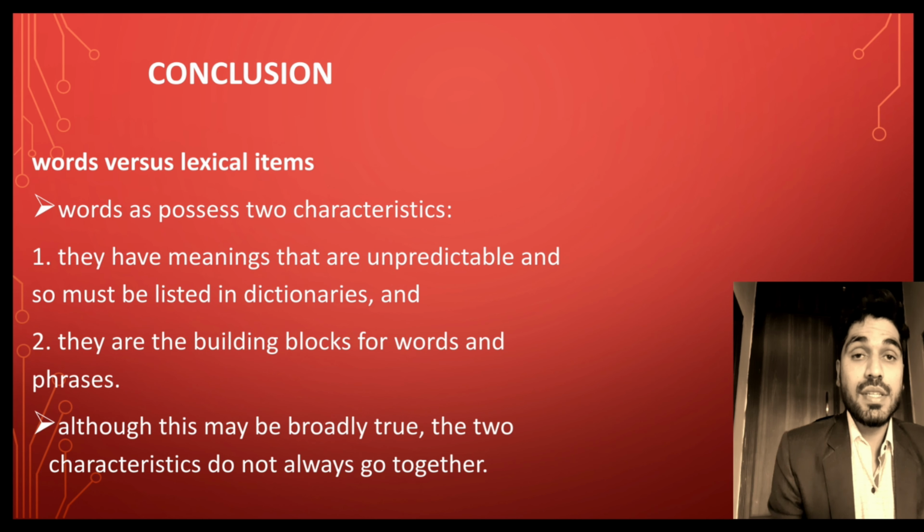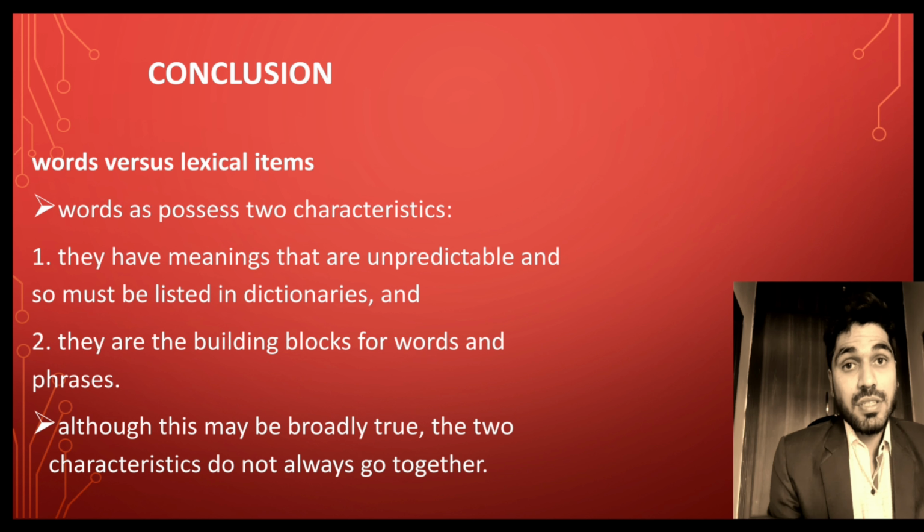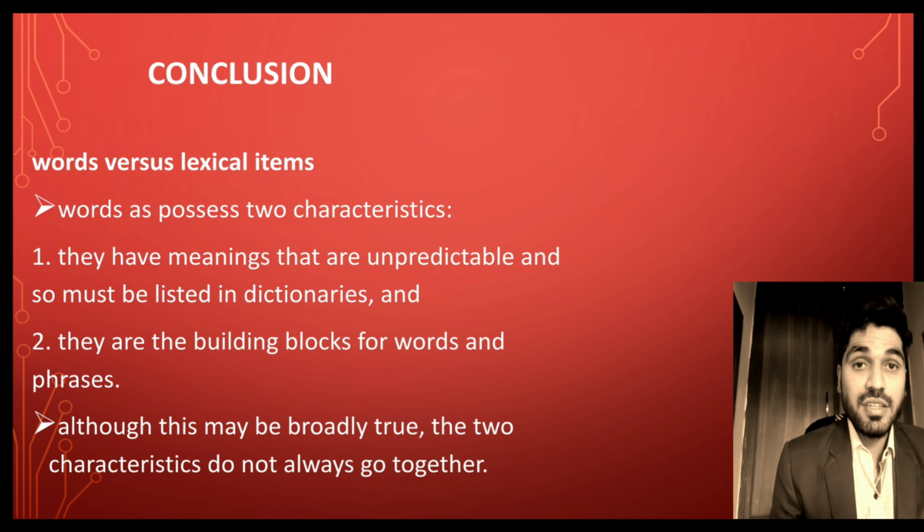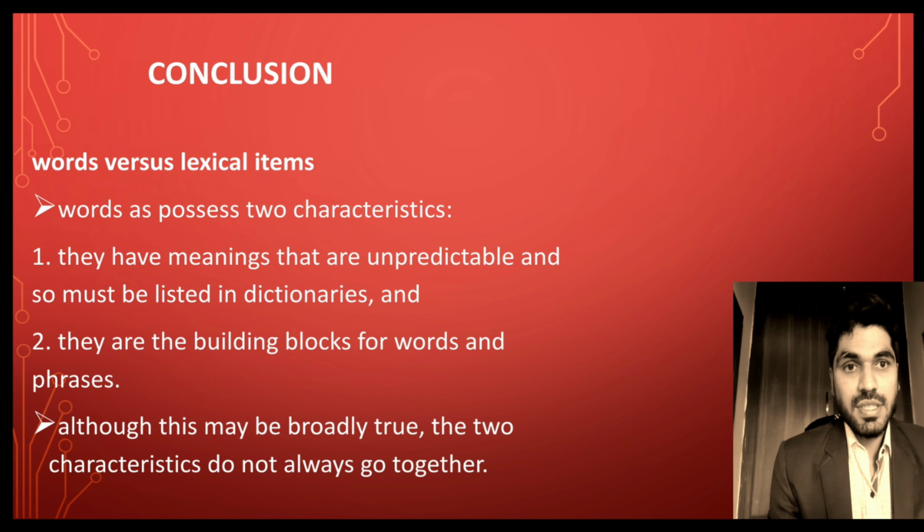So what is the conclusion? Words versus lexical items. Words possess two characteristics. Number one, they have meanings that are predictable and so must be listed in dictionaries. Every language has its own dictionaries, its own thesaurus in which word families are kept, its own WordNet in which meanings are written, and these are useful both to native speakers and to learners of that language. The second thing, they are building blocks for words and phrases and sentences.